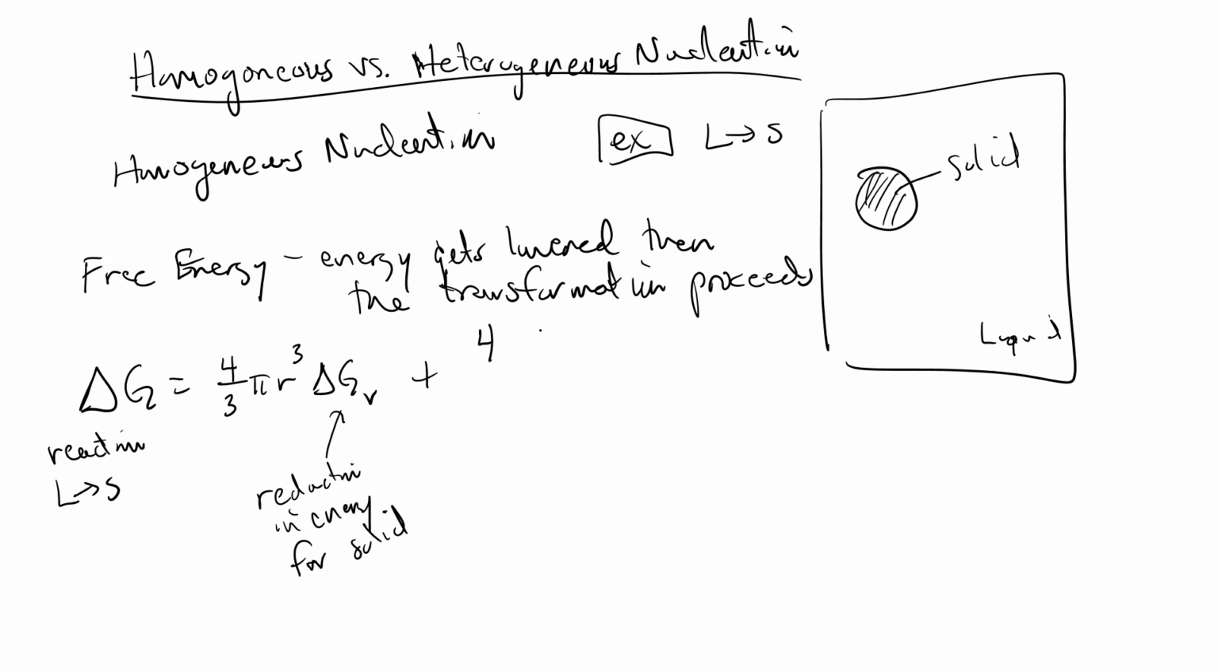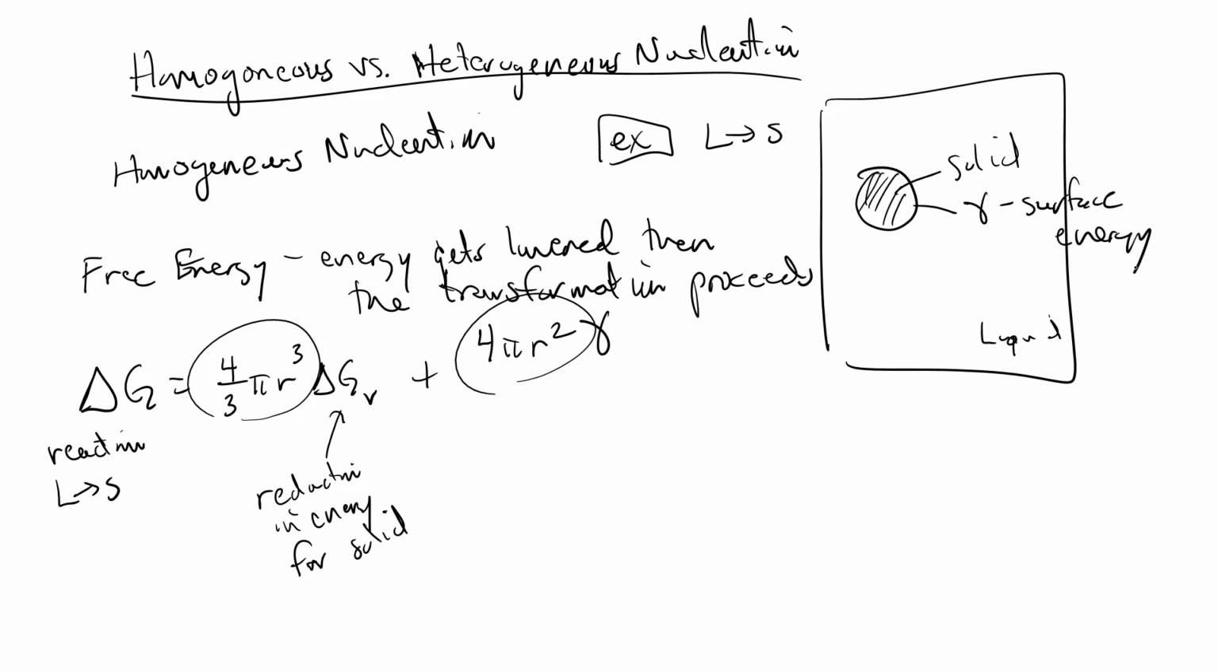Now, this is going to be plus 4 pi r squared. You may remember that's the surface area, right? Before we had volume, here we have surface area times gamma, and gamma is the surface energy of this solid. So we're creating a new surface here. For this phase transformation to proceed, the reduction in energy from making a solid has to balance how much the energy gets increased by the new surface energy, the new surface area that we produced.